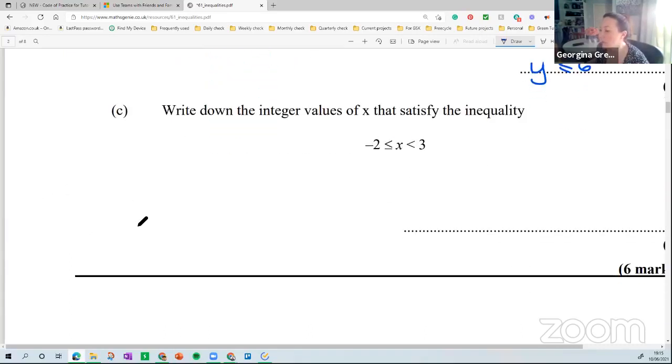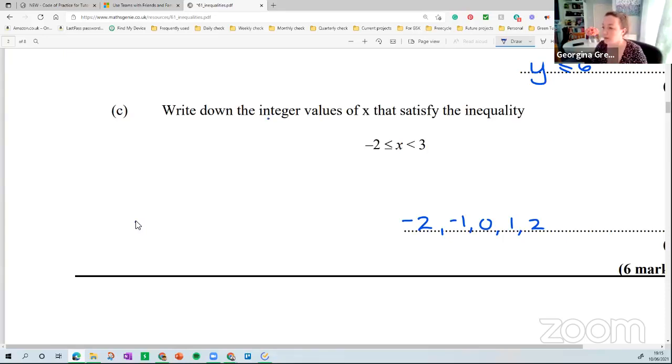Write down the integer values of x that satisfy this inequality. Okay, so hopefully you're comfortable with what that means now. So a couple of examples. I'm just going to shut the sun out of the camera. Apologies. That satisfy this inequality. So it tells us, because it's got this symbol, that -2 is included. So that will be one of them. And then we keep going until we get to here. And then because we've got this symbol, so 3 isn't included, so we don't write that one.